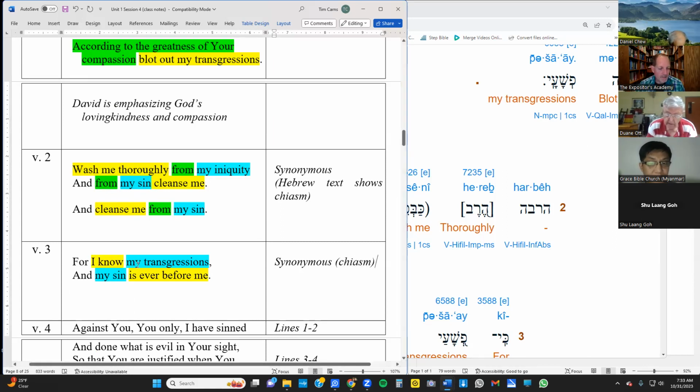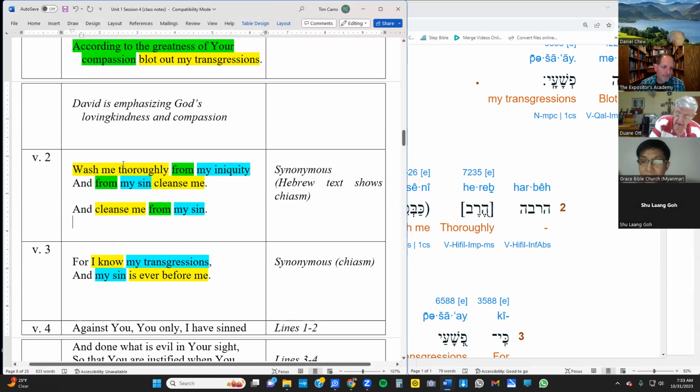So the focus again, my transgressions, my sin. This is communicating to us that David recognizes he is the one responsible. It's his sin, his sinful heart that has brought about this circumstance. So that's why seeing the chiasms is important.